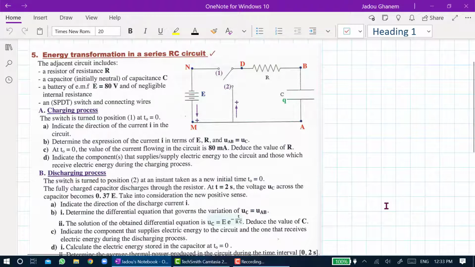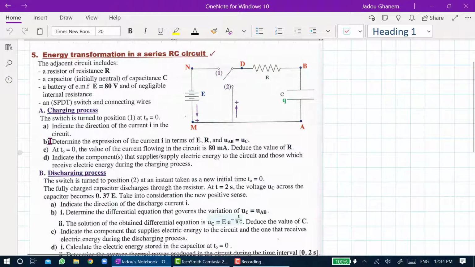Okay, let's note that the meaning of SPDT is single pole double throw switch. So here we have a single pole and here we have a double throw location for the switch, to take into consideration the first way for the current and the second way for the current.